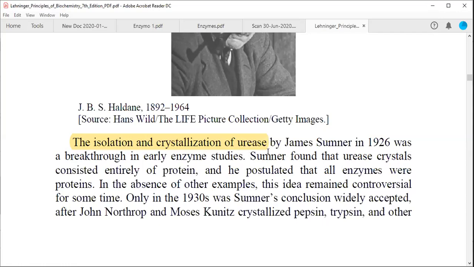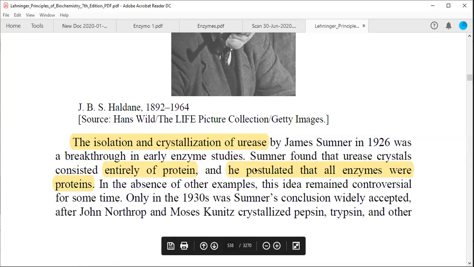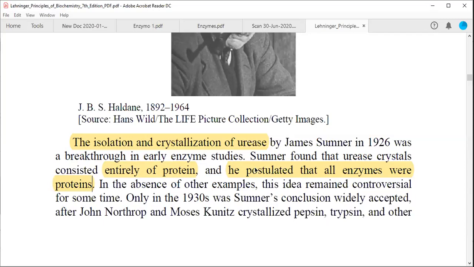So Sumner found that urease crystals consist entirely of protein. Not only was he able to crystallize this particular enzyme, he also confirmed that it is entirely protein. So for the first time, the scientific community was able to know that mostly enzymes are proteins. Okay, but this finding that this particular enzyme is completely protein could not be applied to other enzymes or other types of molecules. So although he found that urease is a protein, he postulated that all enzymes are proteins. But at that time no one was able to believe this particular definition of enzymes.